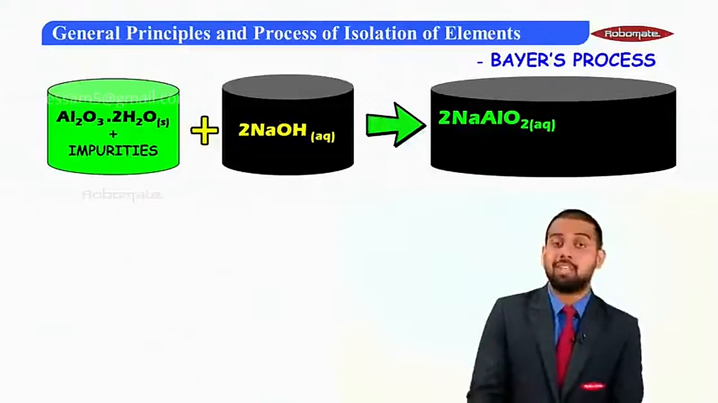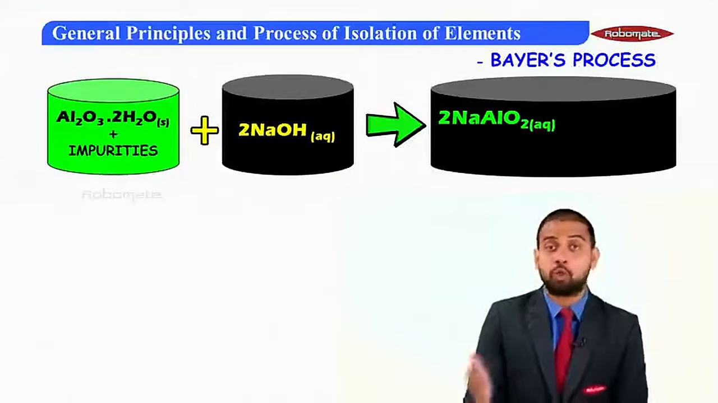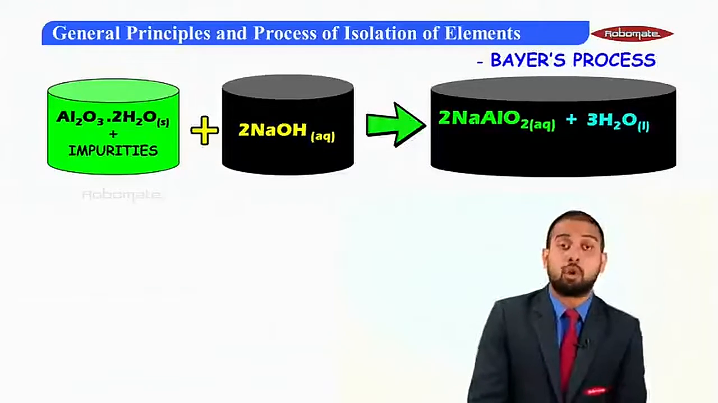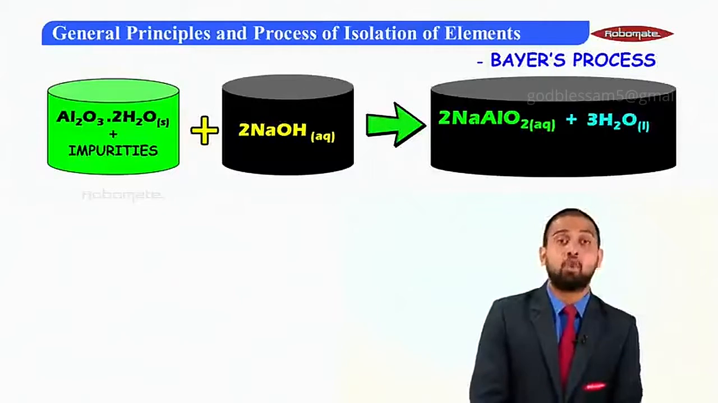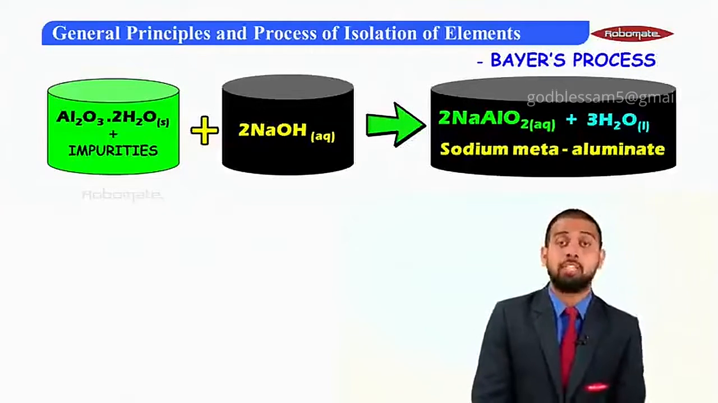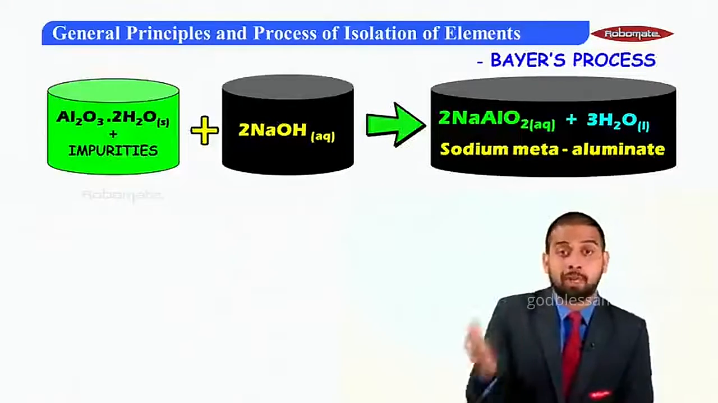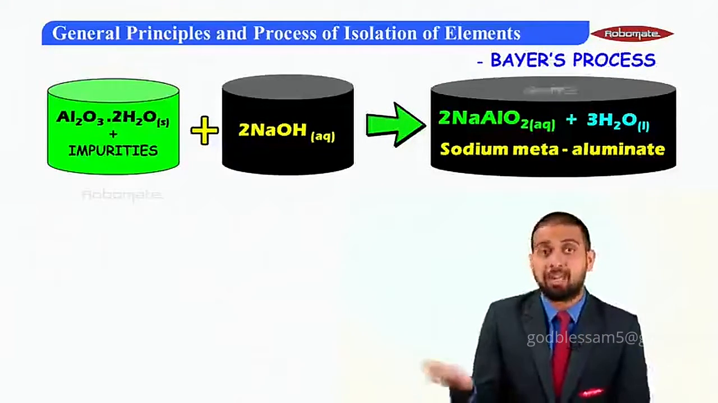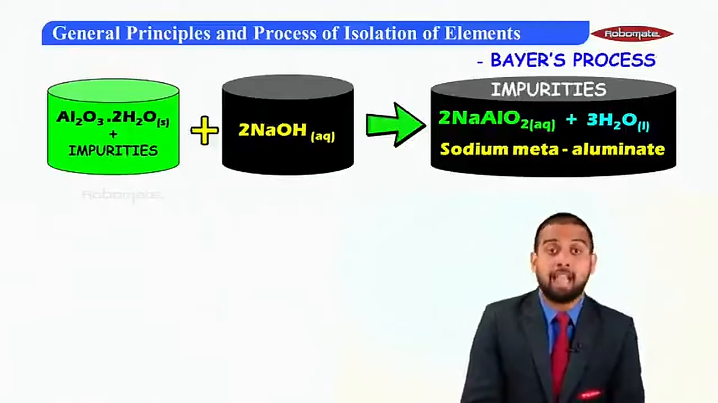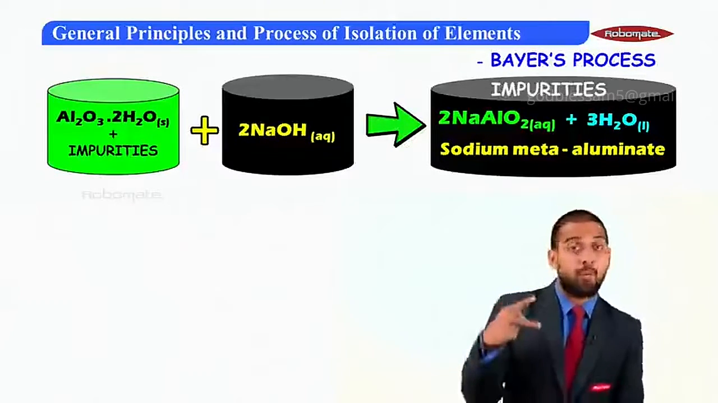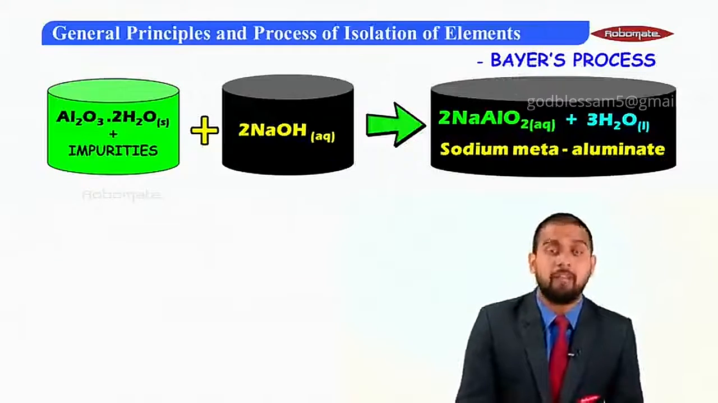So bauxite was insoluble, it has been converted into a sodium salt of bauxite which is a water soluble compound, and this sodium salt of bauxite is also called sodium meta-aluminate. So this has been converted into a water soluble compound which will get dissolved in water, and then there are impurities or gangue which are water insoluble. Now we can separate these two purely by filtration.